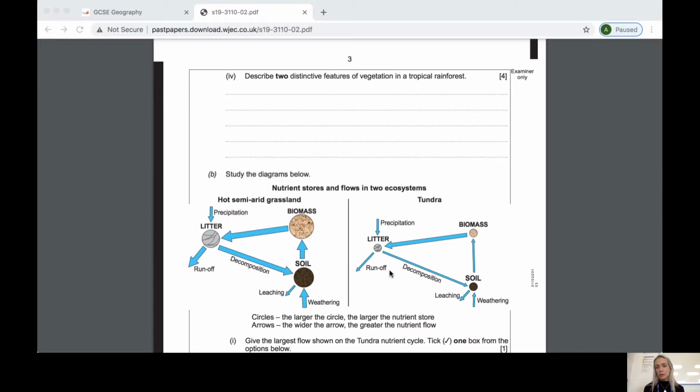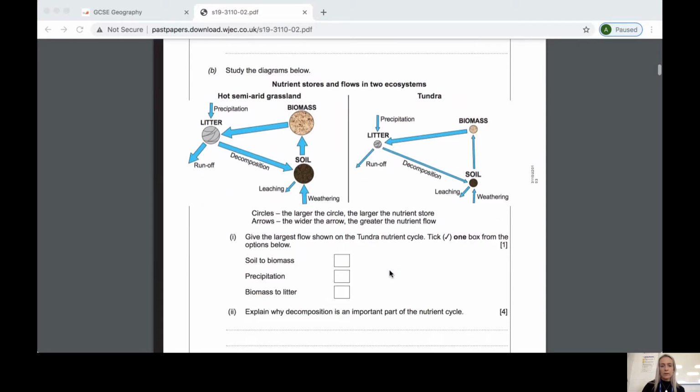Now, all of this is way more than 4 marks. You need to choose 2 things, 2 features, and describe them. That's the key word on this question, is describe them. So pick 2, describe the 2. Okay, out of those there.